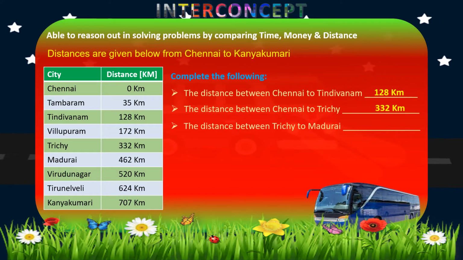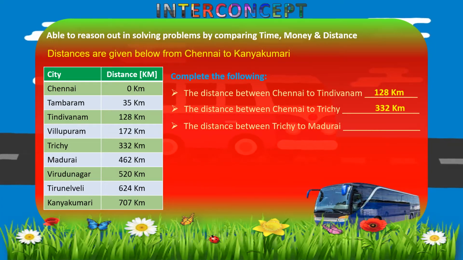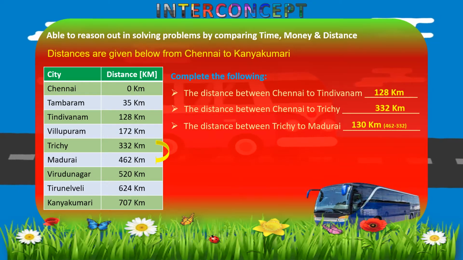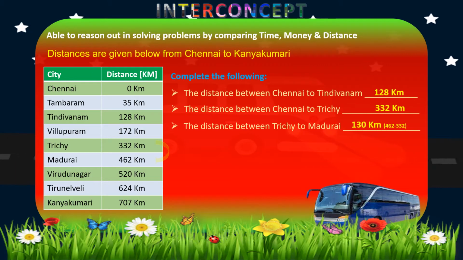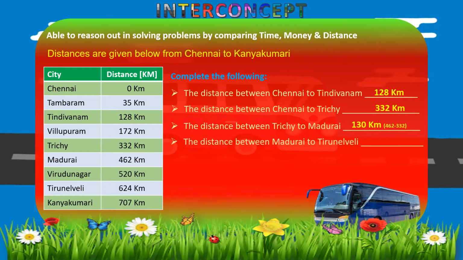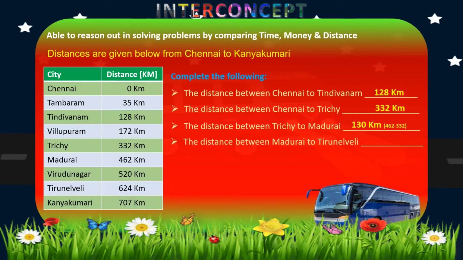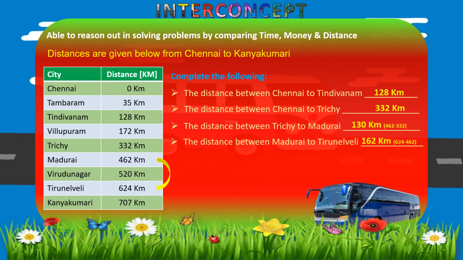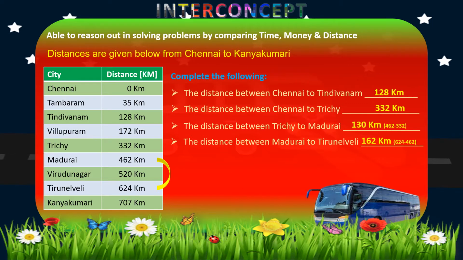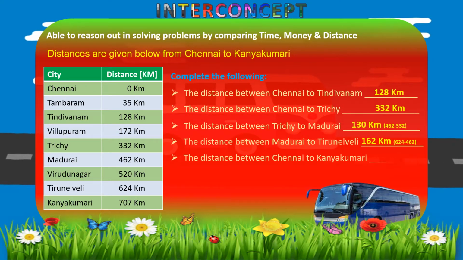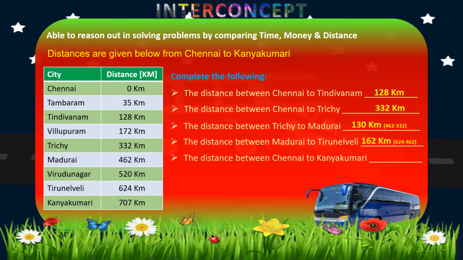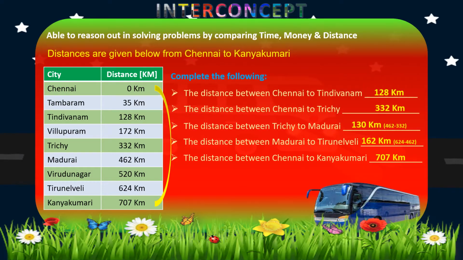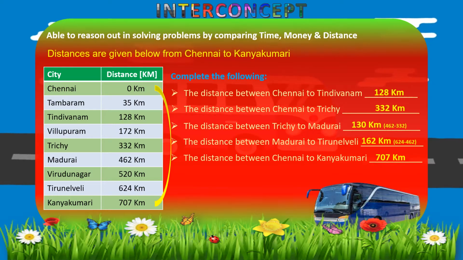Next one is the distance between Trichy to Madurai is 130 kilometers. Next one is the distance between Madurai to Tirunelveli is 162 kilometers. Then the distance between Chennai to Kanyakumari is 707 kilometers.